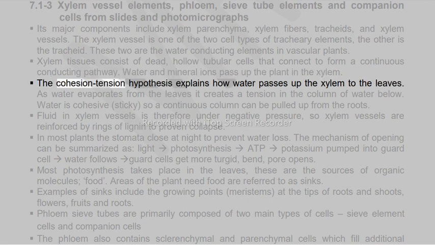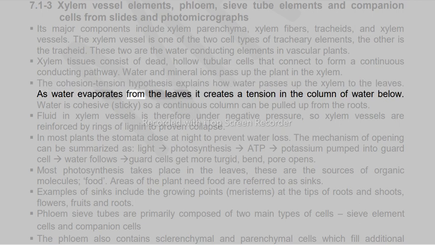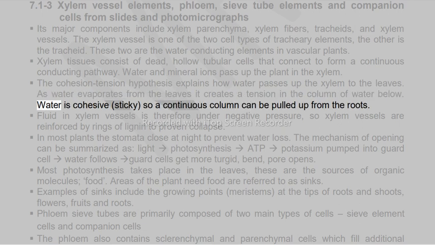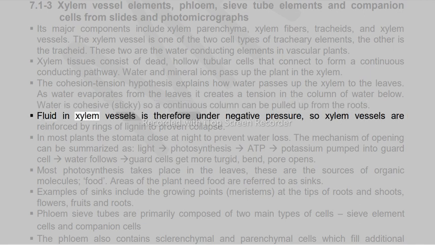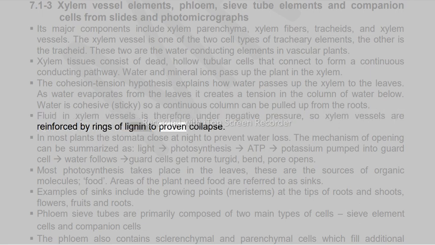The cohesion tension hypothesis explains how water passes up the xylem to the leaves. As water evaporates from the leaves, it creates a tension in the column of water below. Water is cohesive, sticky, so a continuous column can be pulled up from the roots. Fluid in xylem vessels is therefore under negative pressure, so xylem vessels are reinforced by rings of lignin to prevent collapse.